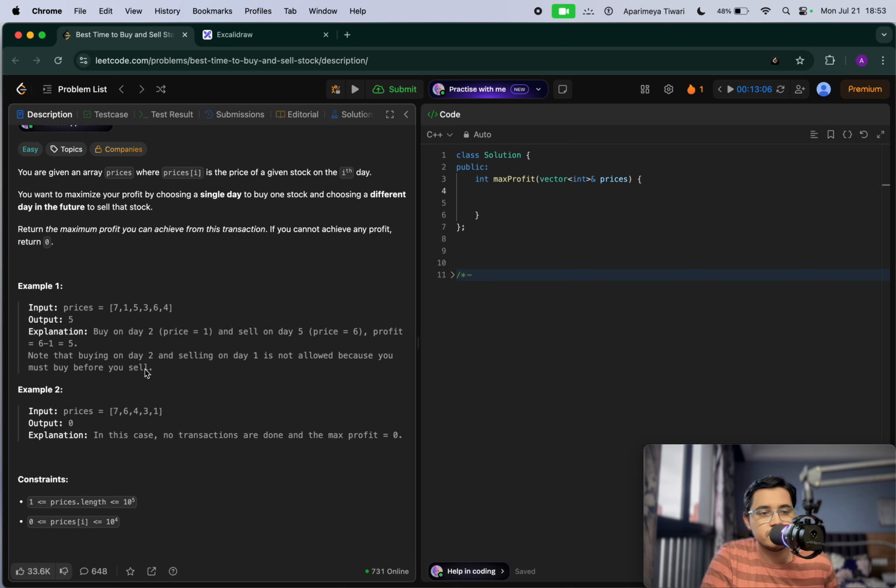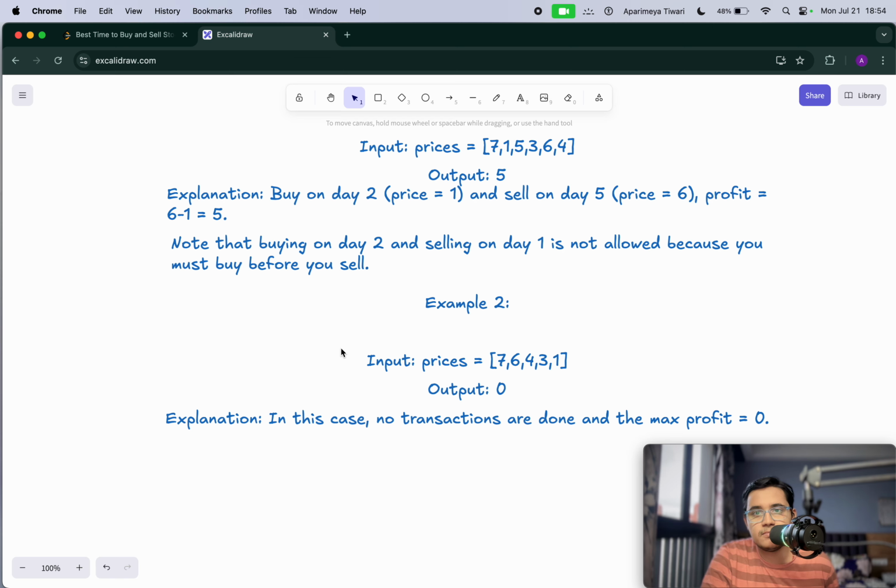We basically have prices equal to 7, 6, 4, 3, 1. And over here, the output is simply 0. And why is it 0? It's 0 because we can't really gain any profit because as you can see, prices is sorted in descending order. So there is no way in which we could sell at a price higher than the price at which we bought something. So over here you can see that the output is 0 and we are provided some constraints, and that is all that is given in this question. So let's now try to map it out.